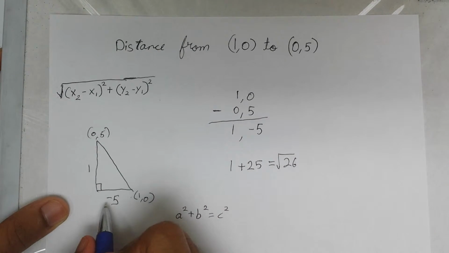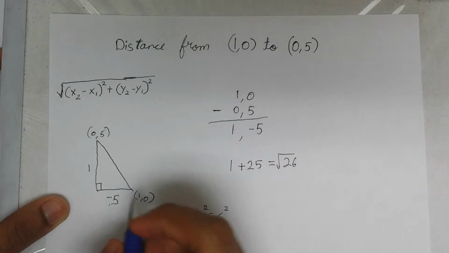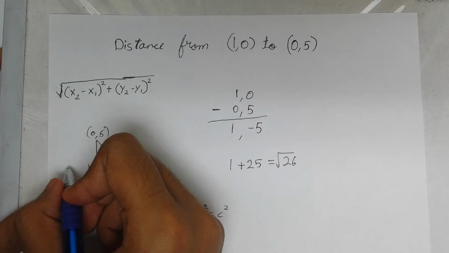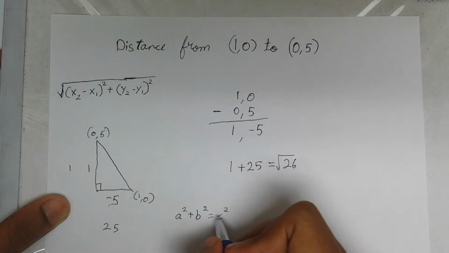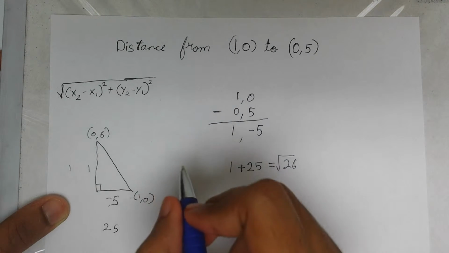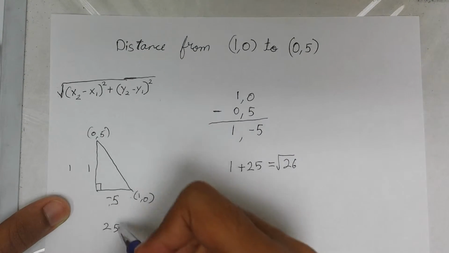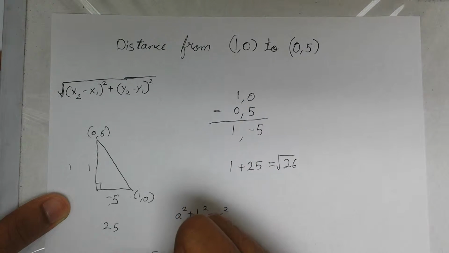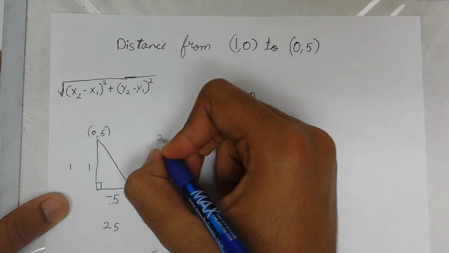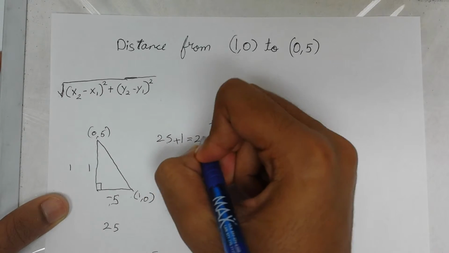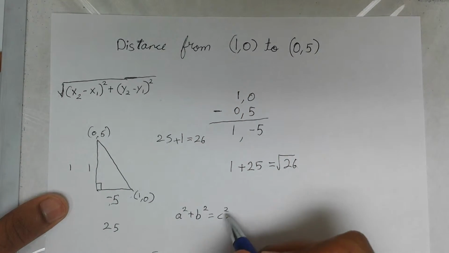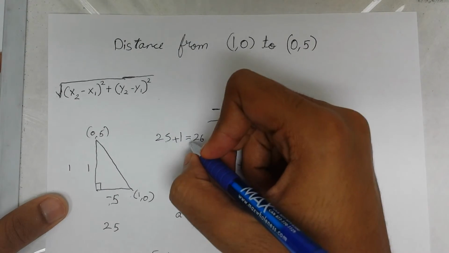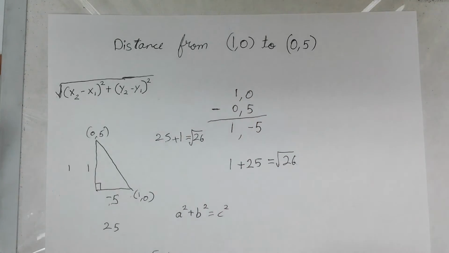So technically, this is a squared, which is 25. This is b squared, which is 1. And then, to find c squared, you gotta add these two and square root them, like we did here. So to add these, it'd be 26. So we'll do it again. 25 plus 1, which is 26. Then you gotta square root it, because this is c squared. We don't want 26 because that's c squared. So to find c, you gotta square root it. That'd be square root of 26, and that'd be our answer.